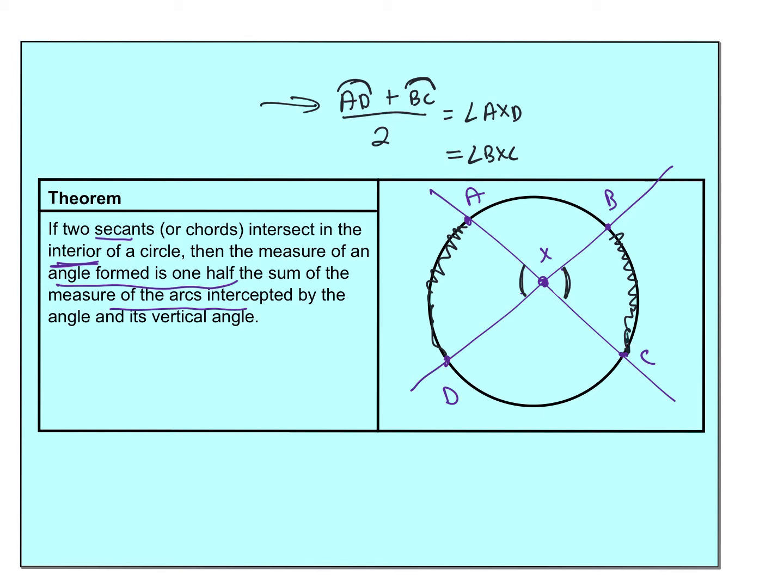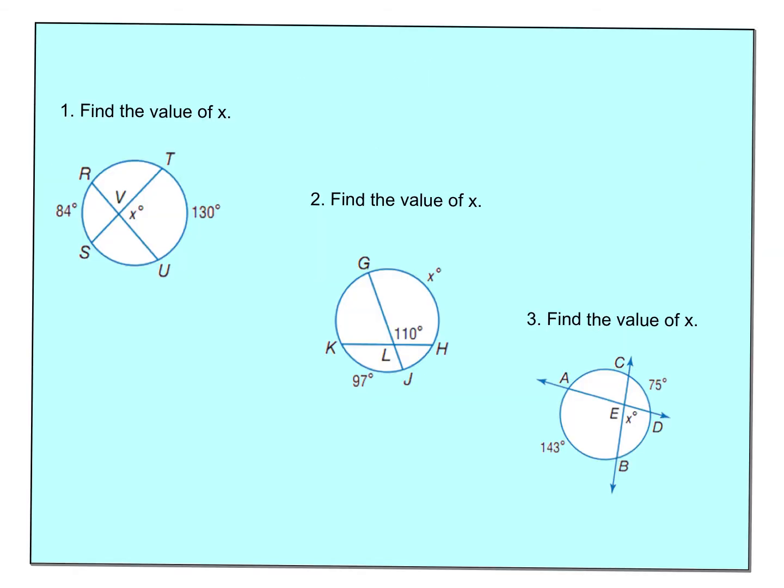That's it. Likewise, for up and down, so I've got these two right here. So if I have arc AB plus arc CD divided by 2, that will be equal to CXD, and that will be equal to AXB. Those will both be the same. And that's one of the big ideas we're talking about here.